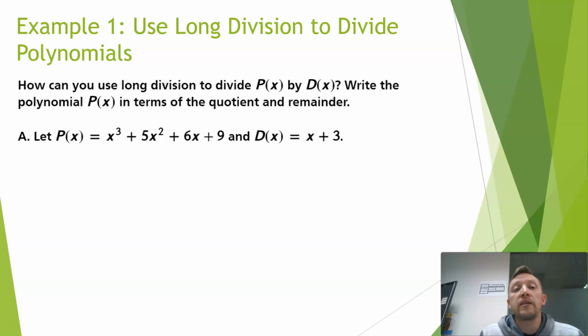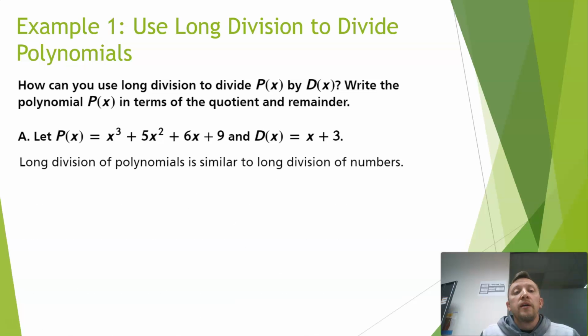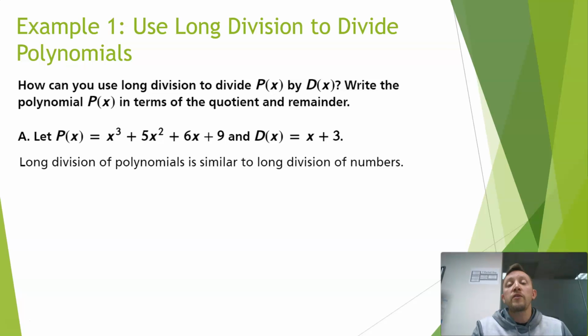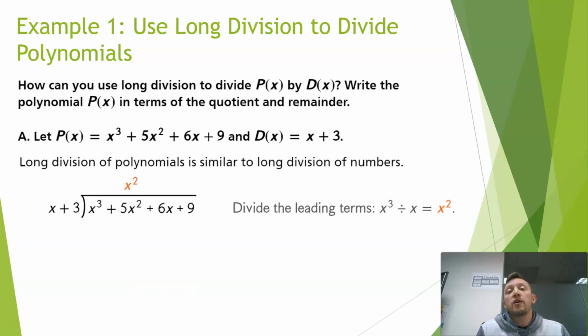So let's look at how we can divide x cubed plus 5x squared plus 6x plus 9 by x plus 3 using long division. Here's the process. The process of dividing by a polynomial using long division is very similar to long division of regular numbers. So here's how we're going to set that up.